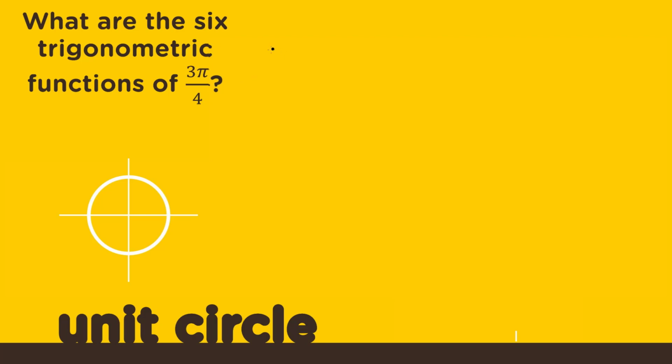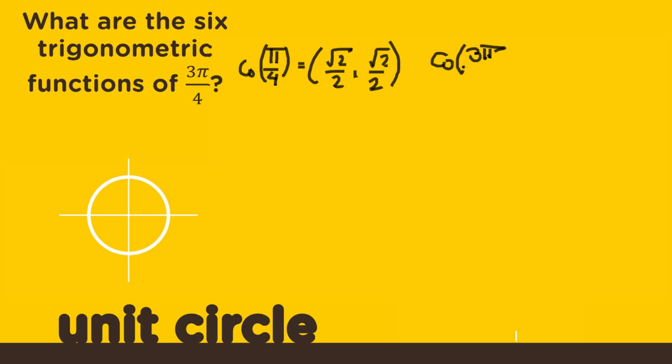We can still remember that the coordinate of pi over 4 is actually square root of 2 over 2 and square root of 2 over 2. But we will not be using this because what we would like here is the coordinate of 3 pi over 4. What we just know is that since they have the same divisor, we will just have the same figure, square root of 2 over 2 and square root of 2 over 2. But this is not yet final because we need to make sure that the signs are correct.